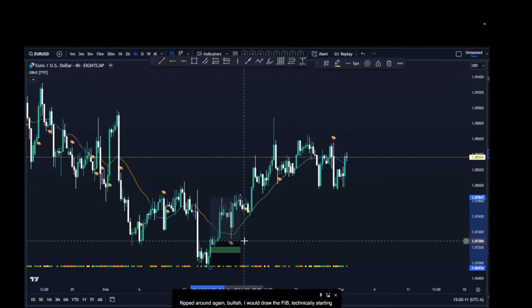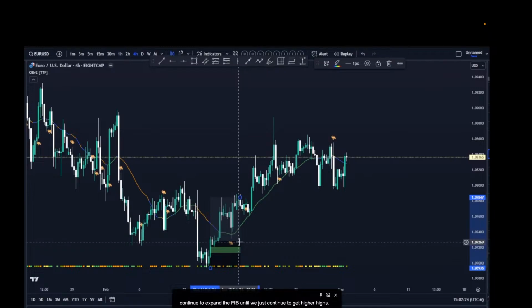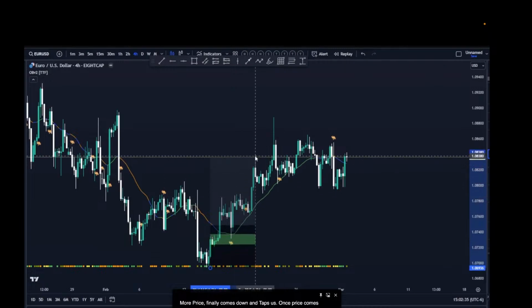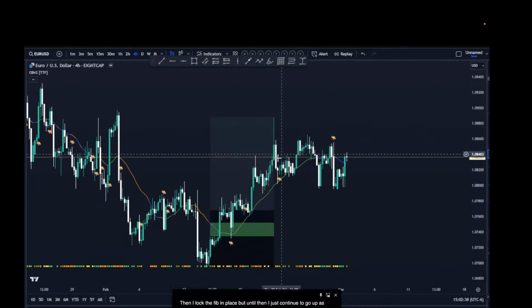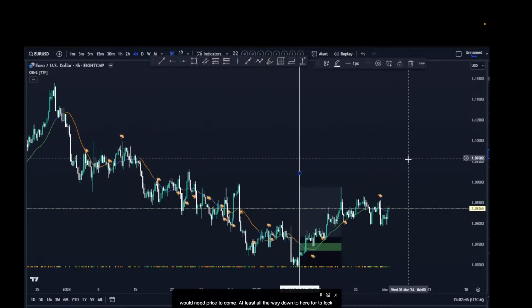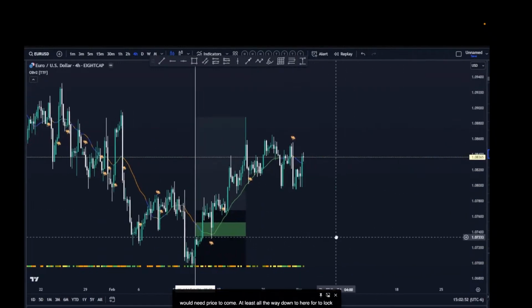If price doesn't at least hit this 61% retracement, I continue to expand the fib until we just continue to get higher highs, or price finally comes down and taps this. Once price comes down and taps this 61.70, it could be at least the 61, it could be lower, then I lock the fib in place, but until then, I just continue to go up. And as you can see, price never comes down. And so right now for EU, we would need price to come at least all the way down to here to lock the macro fib. If price continues to go up, then we'll just keep expanding this up. If not, we're just sitting right here waiting for this area to be tapped for a potential trade.